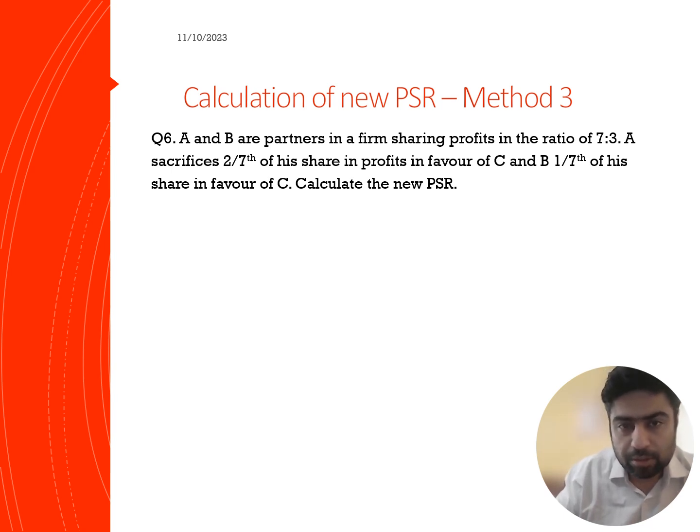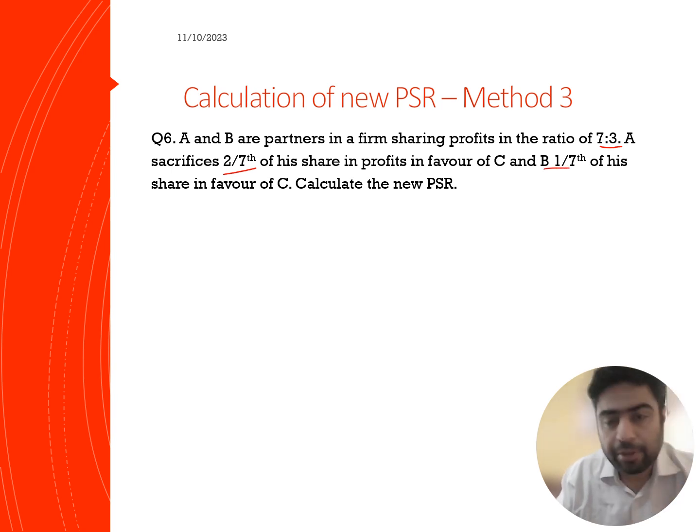So if you read this question properly, you will get to know that old PSR is given, right? And here what the question is mentioning is the sacrifice of the old partners. So you just read it carefully. What it is stating is that A has sacrificed 2/7 of his share in favor of C, and B has sacrificed 1/7 of his share in favor of C. But what if the share of C is not given in the question? In the previous method, the share of the new partner is given in the question, and how he got that share is also mentioned in the question in method 2, right?